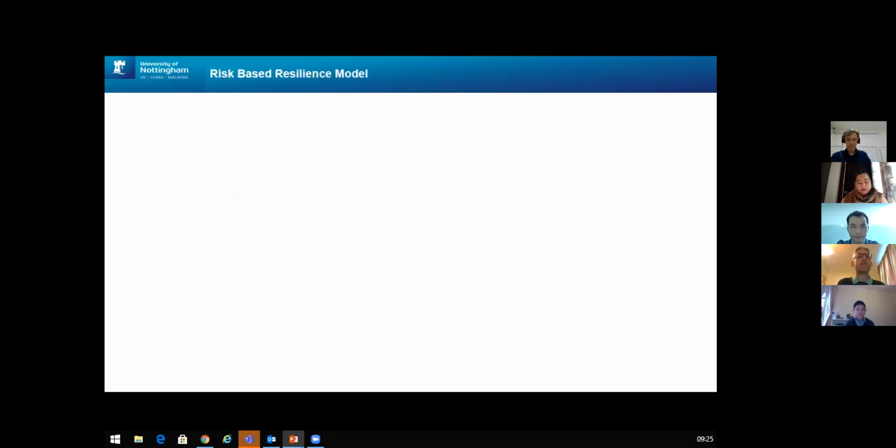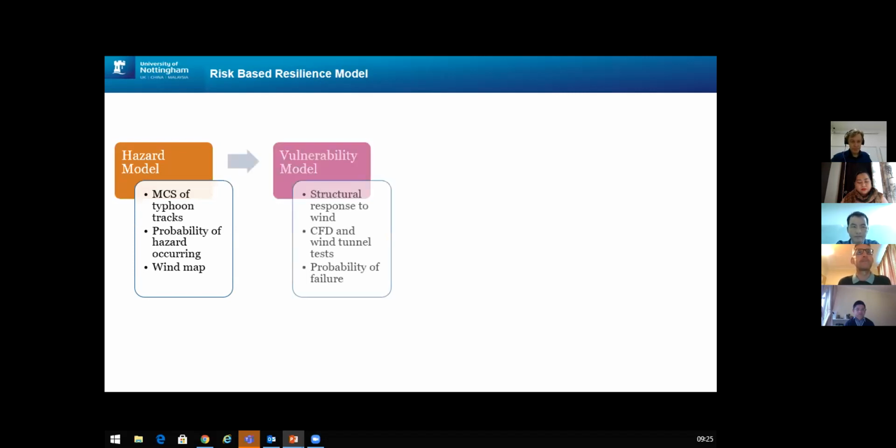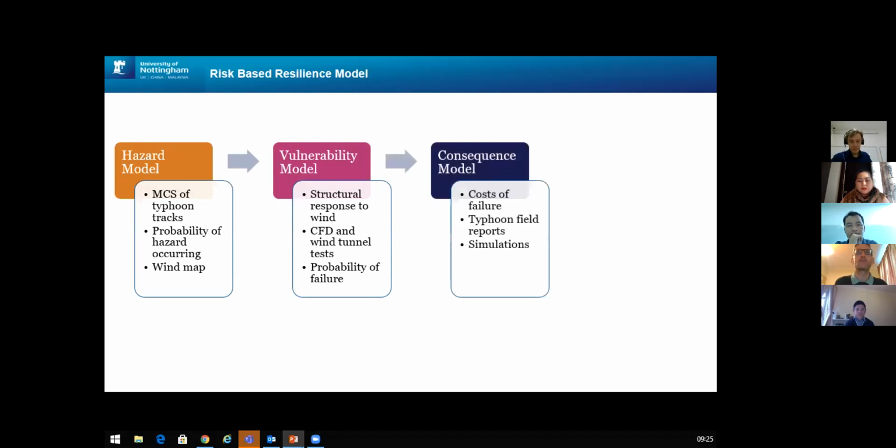And to show you the basis of that risk-based resilience model that we're putting together, it starts off with a hazard model in which we're doing a Monte Carlo simulation of typhoon tracks to produce a probabilistic model of hazard in Vietnam, and from that, the wind map. That hazard model will feed into a vulnerability model, where we try to capture the structural response to the wind, and then use, as I said, a combination of CFD and also wind tunnel tests to assess the probability of failure of those structural elements.